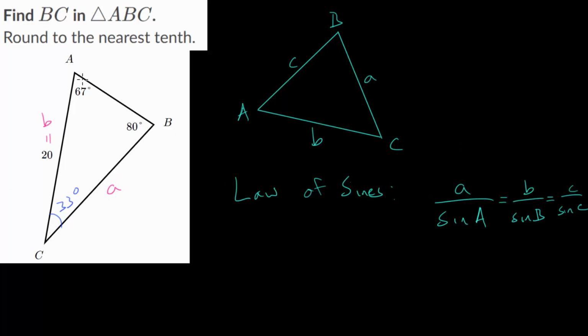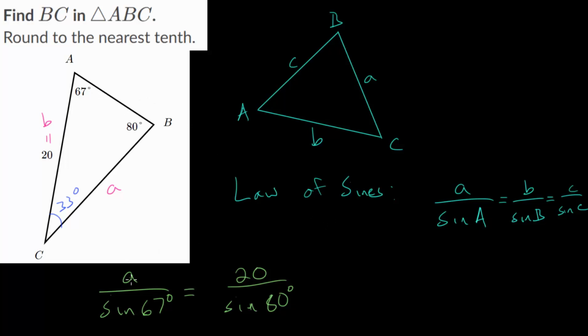Let's set up our proportions, these ratios between angle A and side a. We'll use the sine of this angle. Let's write that down. We have this missing side length a divided by the sine of the angle opposite it, which is 67 degrees. This is equal to the ratio of side length b, which we know is 20, divided by the sine of the angle opposite side b, which is 80. And if we wanted to, we could involve side length c at some point later, though we don't need to find that for this triangle.